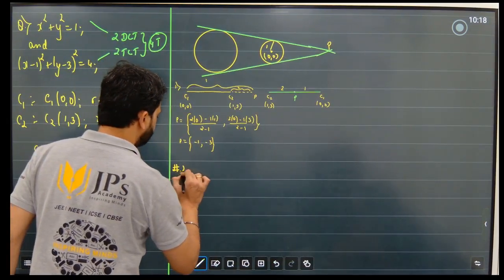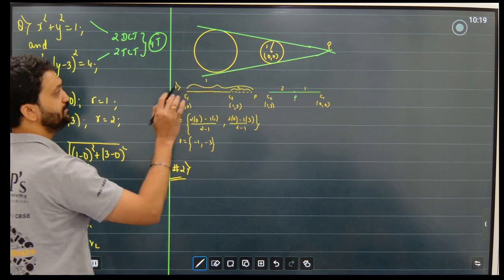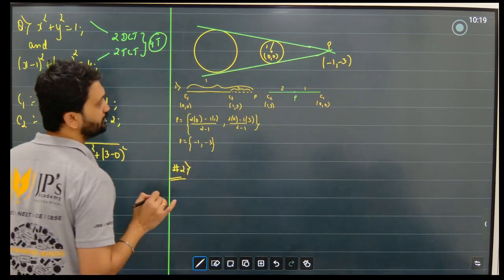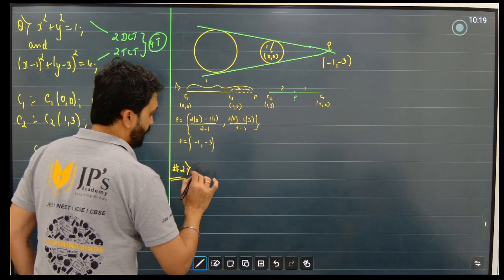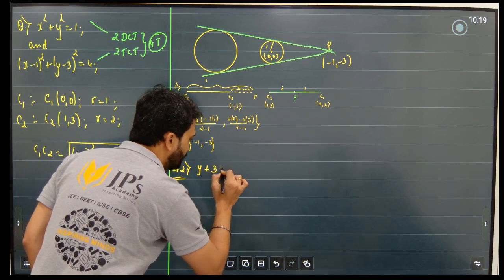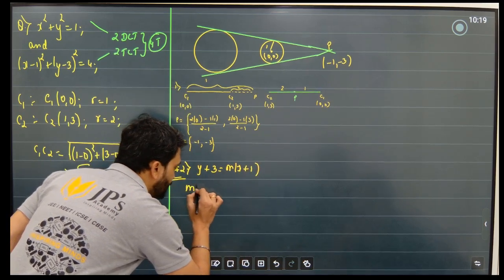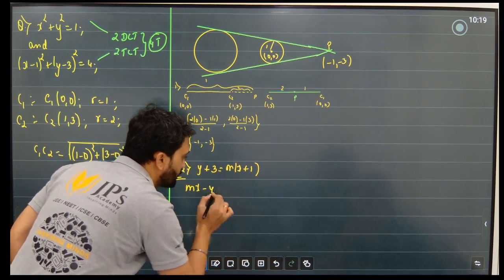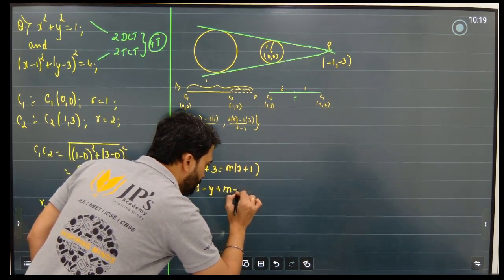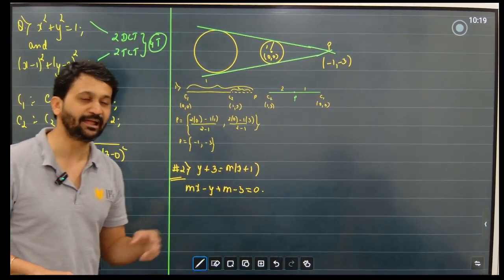Point number 2. Now what we do is, now the point is P. So I have got the value as P as minus 1 comma minus 3. Now from this point, tangents are drawn. So I know that from point P, tangent is drawn to become y minus y1 is equal to m into x minus x1. So mx minus y plus m minus 3 is equal to 0. So this is the equation of the tangent.